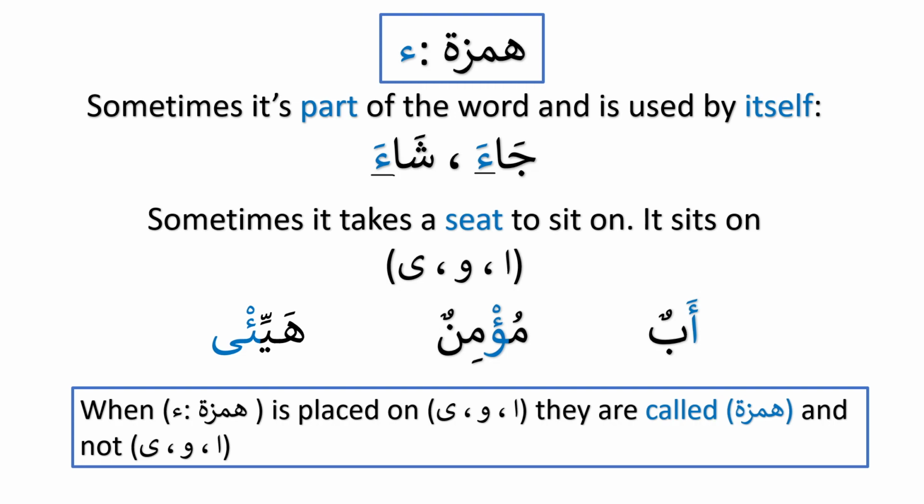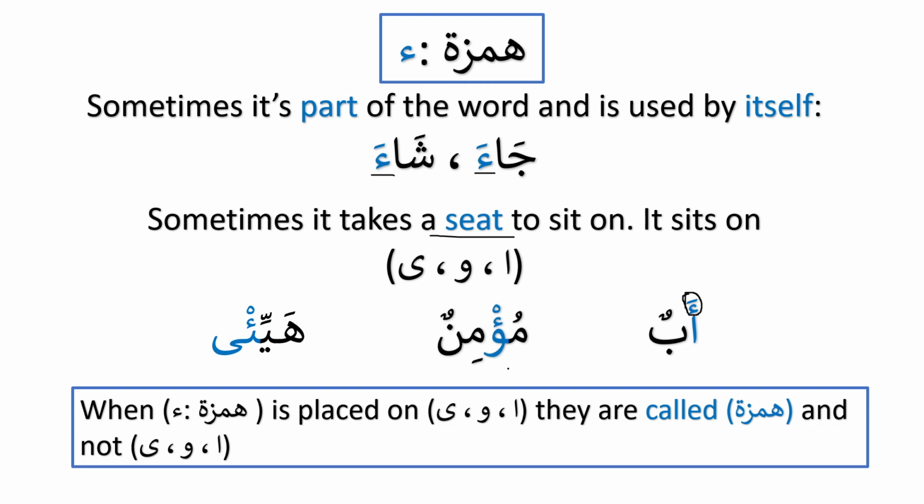Sometimes it takes a seat to sit on. So that's why we said it's delicate, because it needs a seat to sit on. It sits on alif, waw, and ya. So it has got 3 seats to sit on. One of them is alif. As we can see over here, it is sitting on alif, so it is like abun, father.